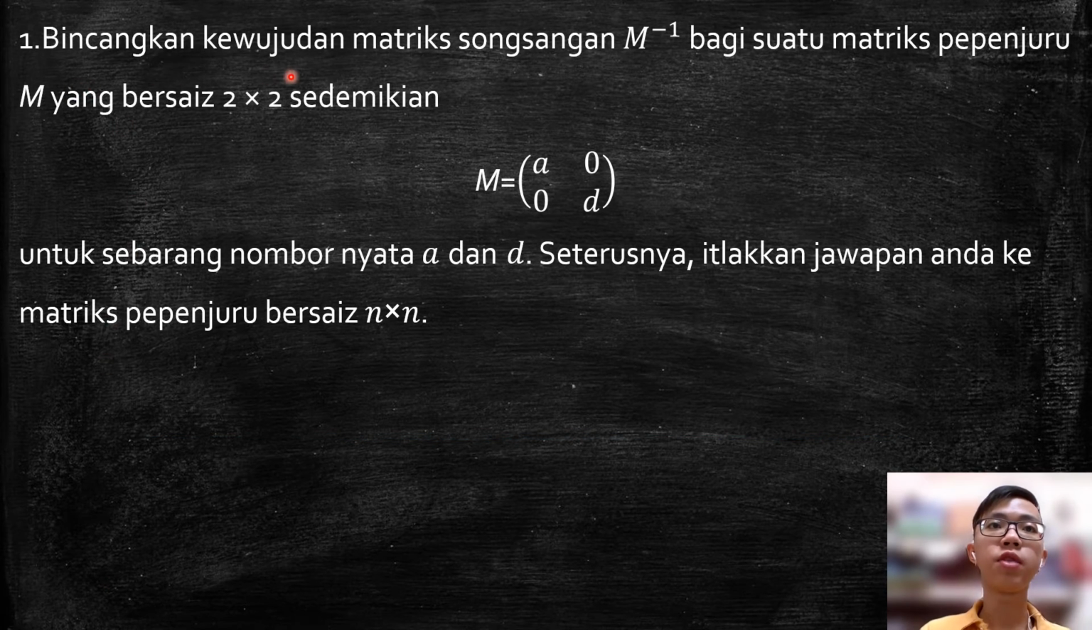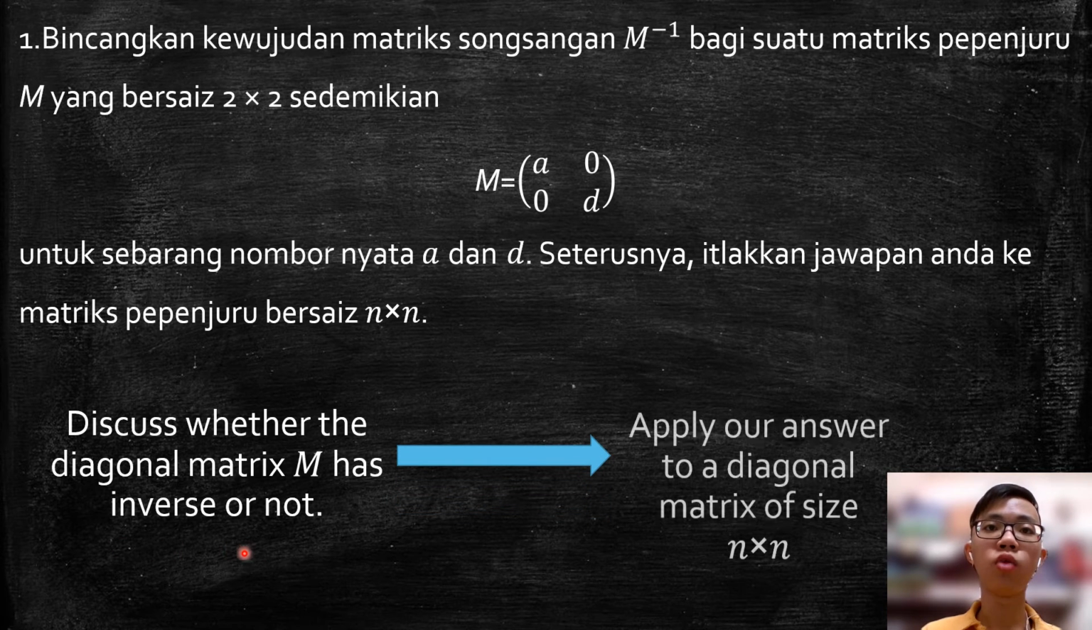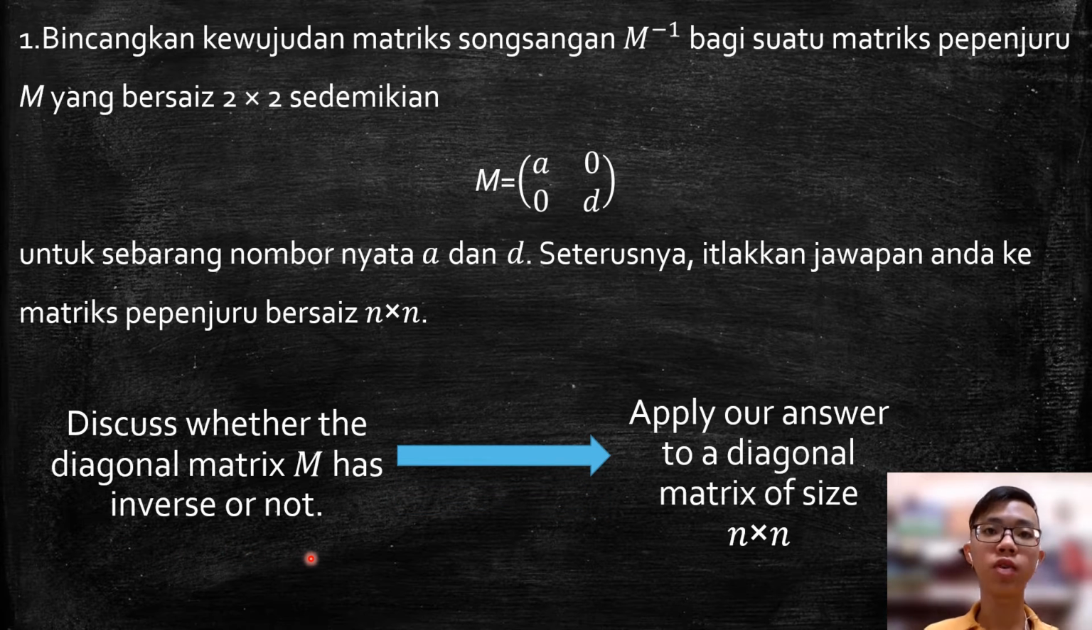So this is our first question. Discuss the existence of inverse matrix for a 2 times 2 diagonal matrix M as shown for any real numbers A and D. Then apply your answer to n times n diagonal matrix. So there are two parts in this question. The first part is discuss whether the diagonal matrix M has inverse or not. Then we apply this answer to a n times n diagonal matrix. So now we do the first part first.